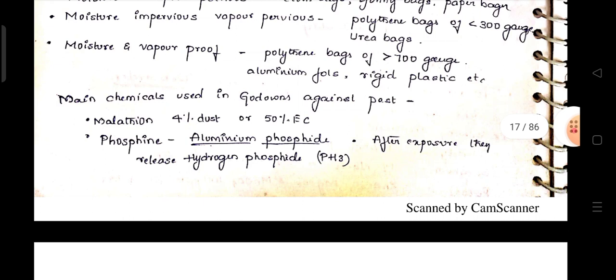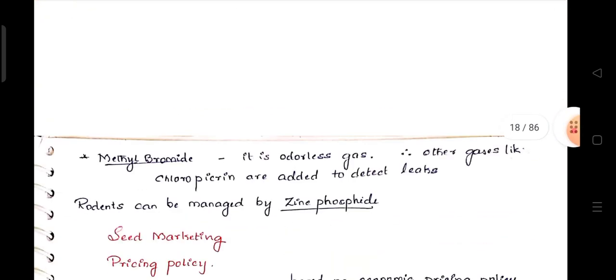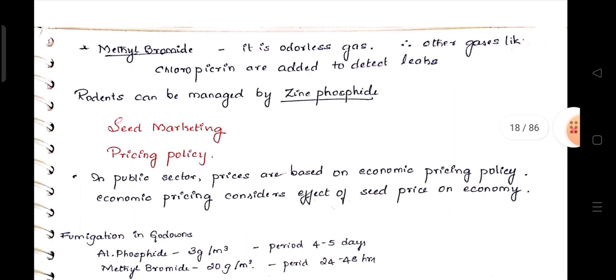Main chemicals used in godowns against pests are malathion 4% dust or 50% EC, and phosphine, that is aluminum phosphide. After exposure, they release hydrogen phosphide. Methyl bromide is also used. It is an odorless gas, and other gases like chloropicrin are added to detect the leaks. Rodents can be managed by zinc phosphide.